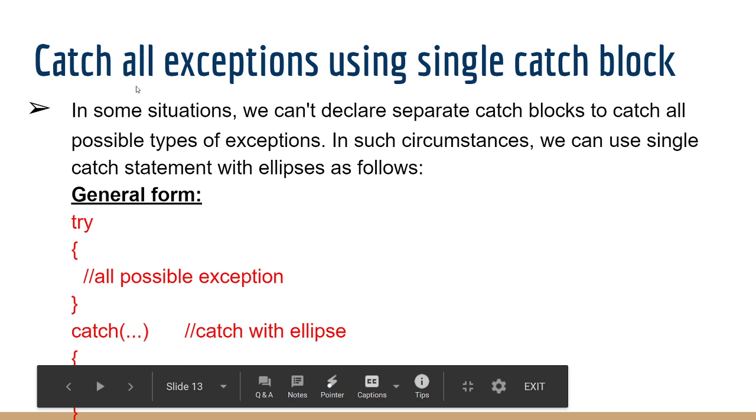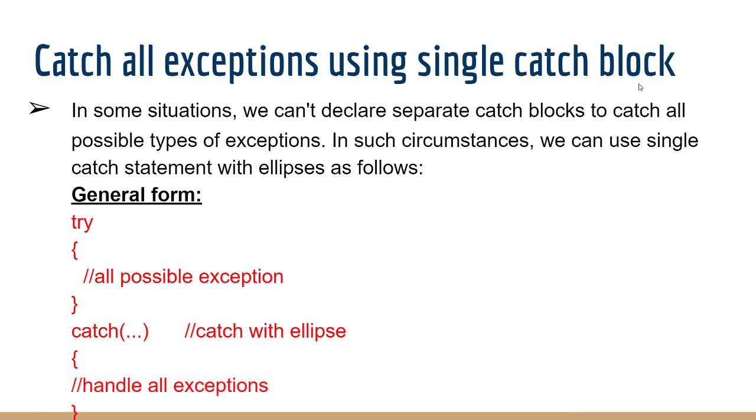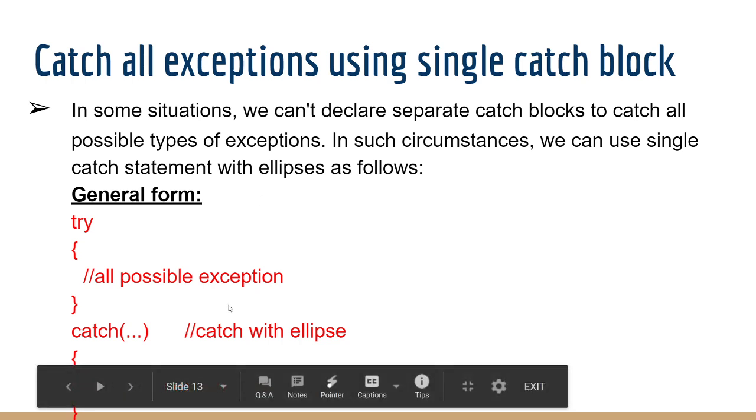The next one is catching all exceptions using a single catch block. In some situations we can't declare separate catch blocks to catch all possible types of exceptions. In such situations we can use a single catch block to receive all those exceptions. So how to declare a single catch block? The single catch block with the ellipsis is used to receive and handle all possible exceptions in a single try block. So the catch block with the ellipsis will receive all those exceptions.